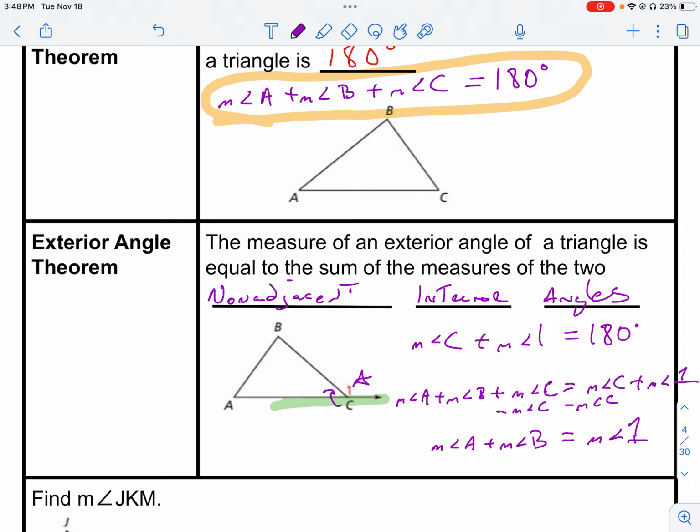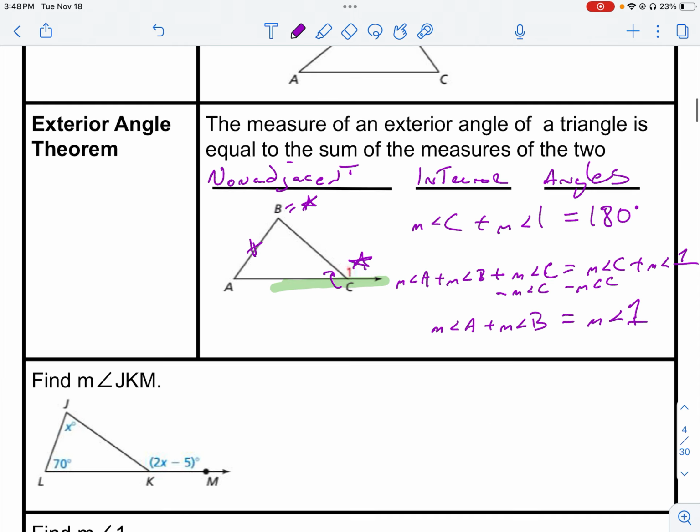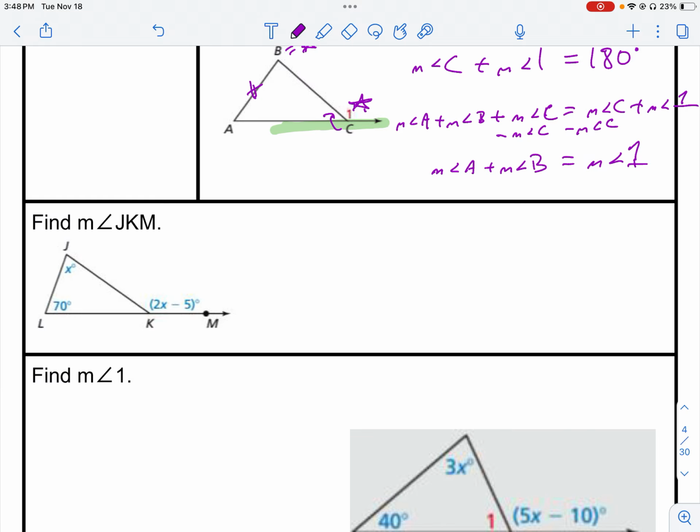So this is going to equal this plus this equals that. So whatever A plus B are, it's going to equal the exterior angle on the other side of the triangle. Let's look at a couple of examples that will hopefully help.